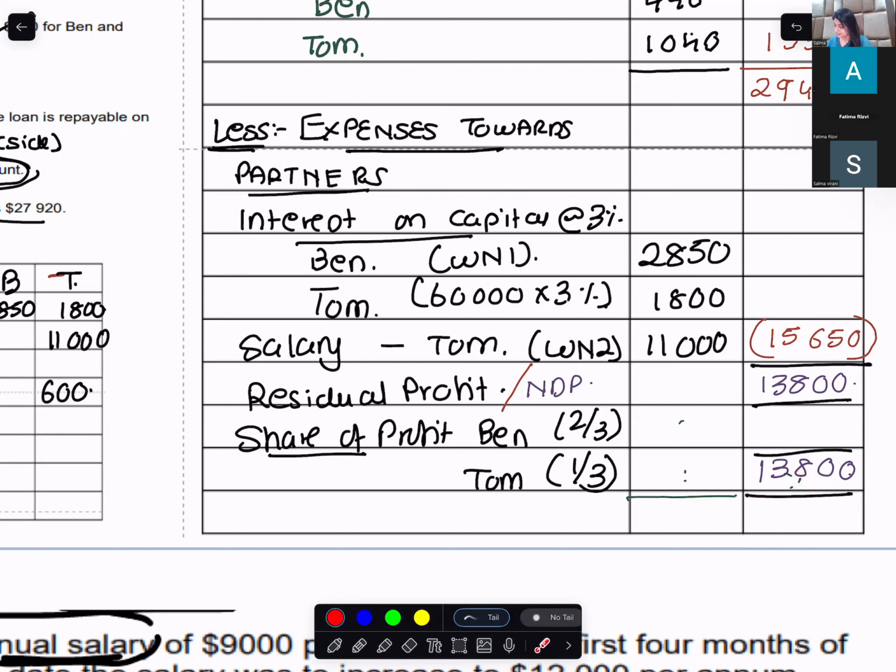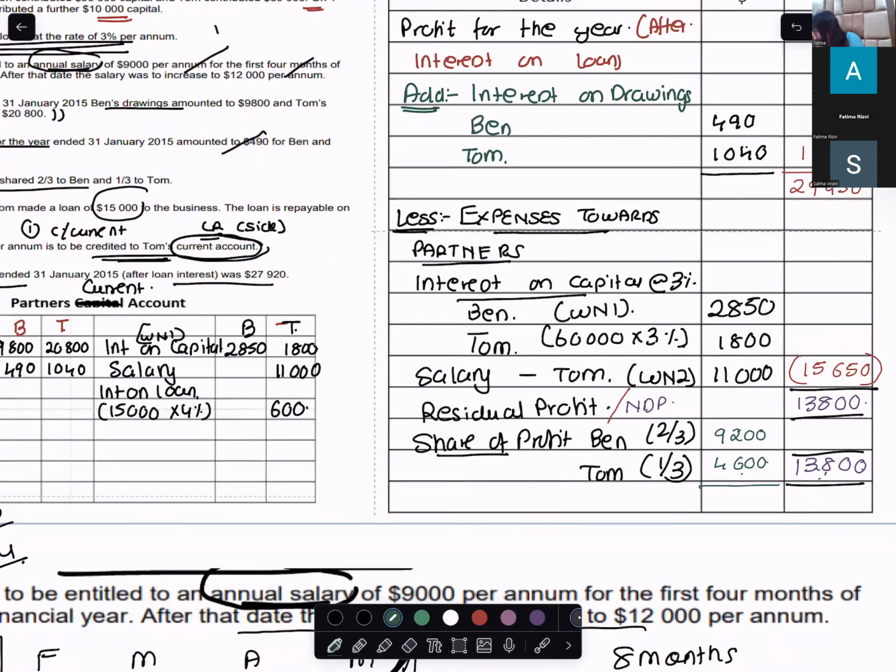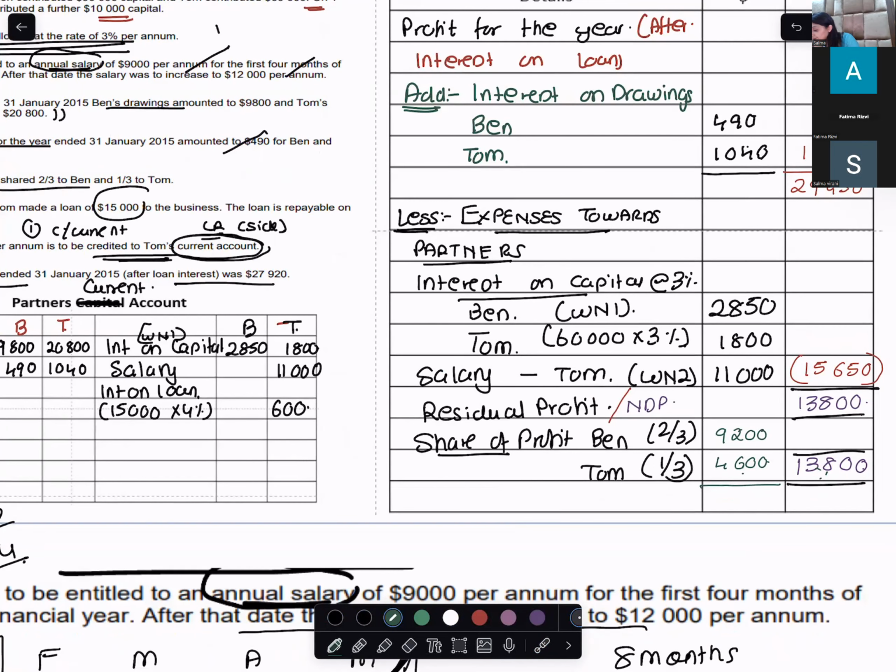So come on, give me the figures. It will be 2 by 3 into 13,800. So this is 9,200. This is 4,600. Are you with me? Yes.